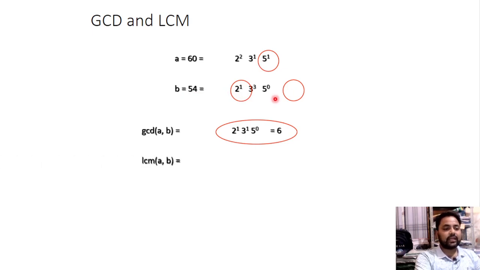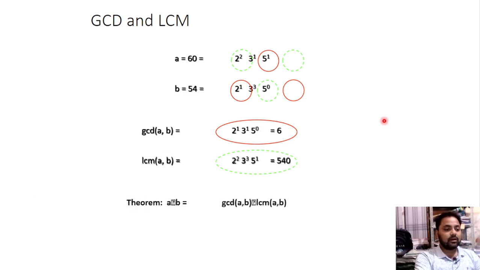So GCD of a and b equals 2 to the power 1, 3 to the power 1, 5 to the power 0 equals 6. We have already done this while we were studying the greatest common divisor in terms of the prime factors. And same, the LCM of a and b equals 2 to the power 2, 3 to the power 3, 5 to the power 1 equals 540. So here we found the result in the form of the GCD and LCM of both the numbers 60 and 54.